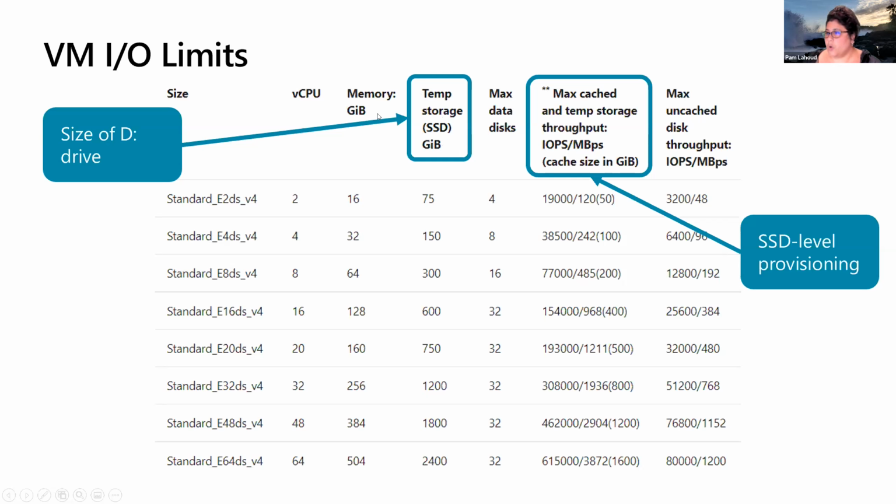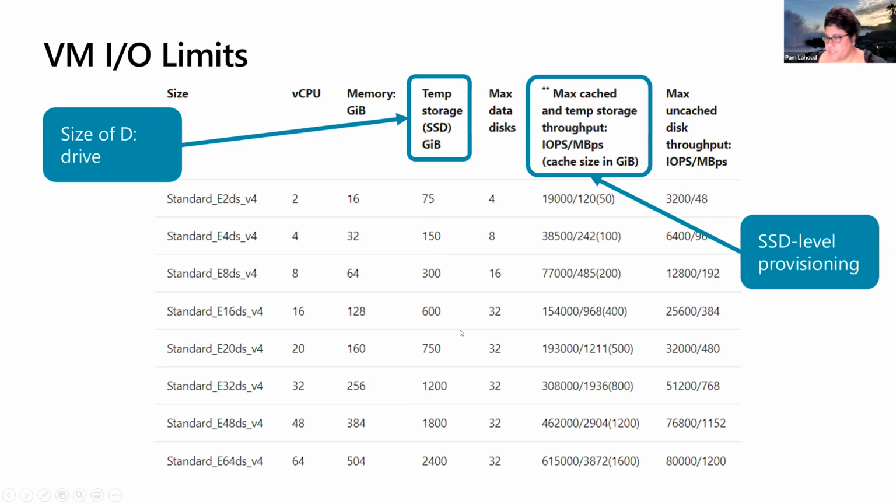And then the size of the local drive itself, the D drive, is what's listed here, temp storage SSD in gigabytes. So when you're choosing a VM size and you're thinking, okay, I want to put TempDB on the local drive, you need to make sure that you choose a size that has local storage large enough to host your TempDB, however large your TempDB needs to be.